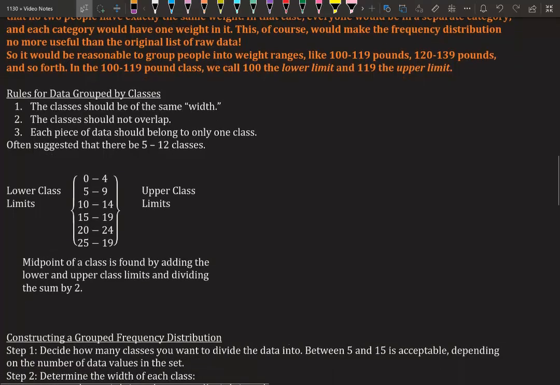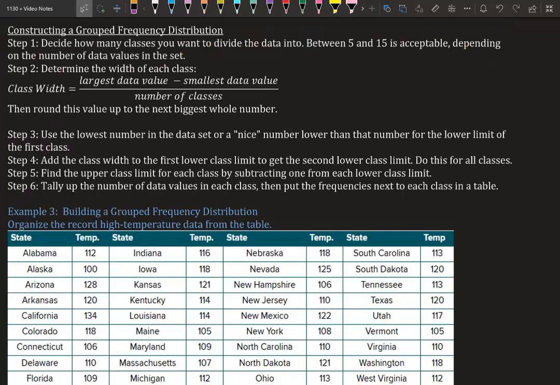So, rules for data grouped by classes. The classes should be the same width. The classes should not overlap. Each piece of data should belong to only one class. It is often suggested that there be 5 to 12 classes. Your lower class limit is on the left side, your upper class limit is on the right side. The midpoint of a class is found by adding the lower and upper class limits and dividing the sum by 2.